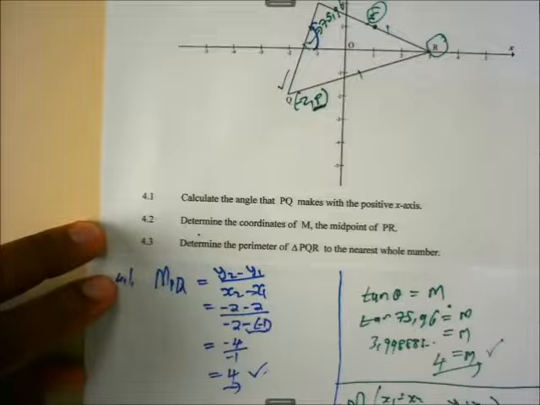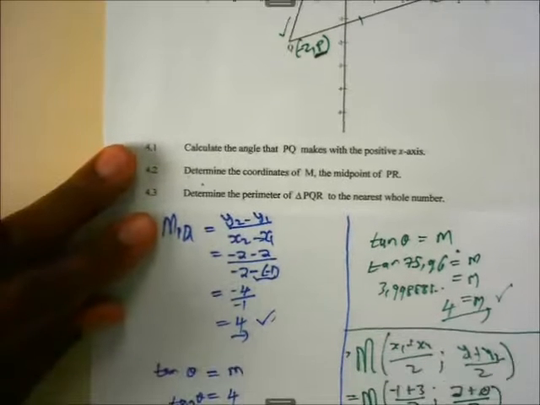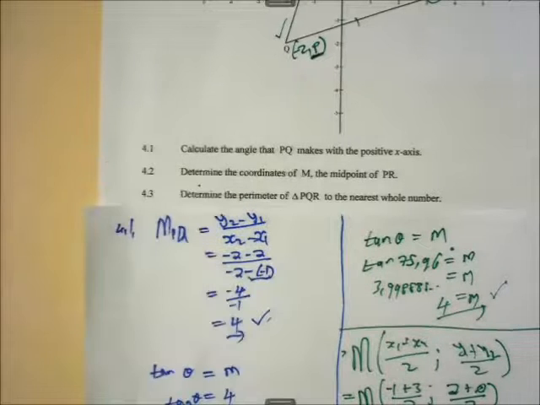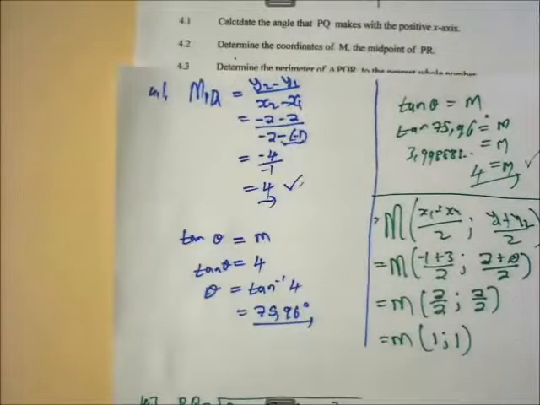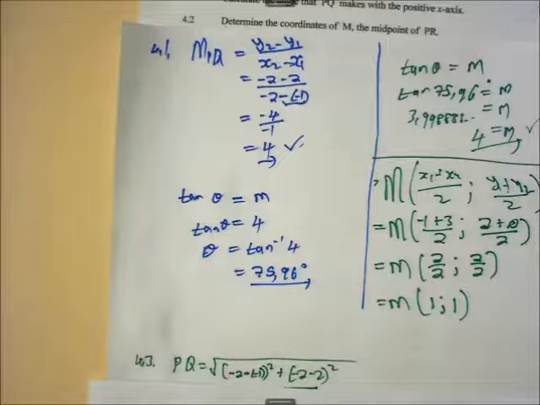Right, thank you, boys and girls. I believe now you are done with the question. Determine the perimeter of triangle PQR to the nearest whole number. Since you are going to use the distance formula, we can start with PQ.